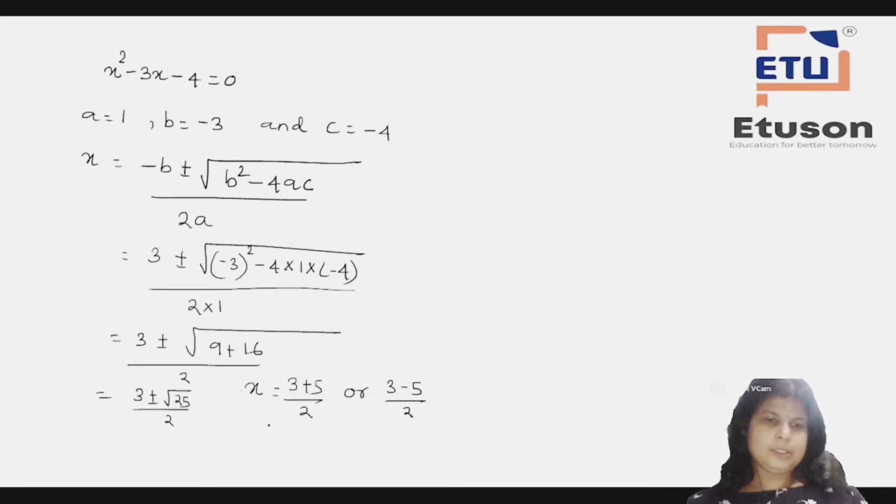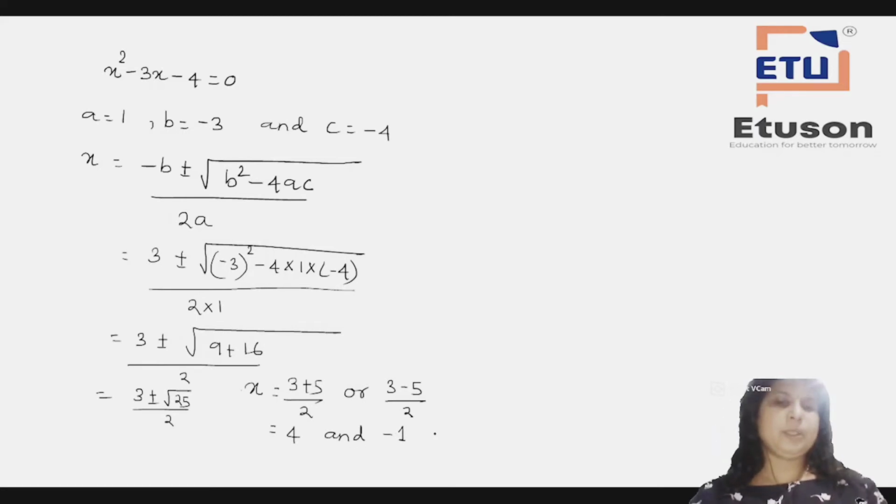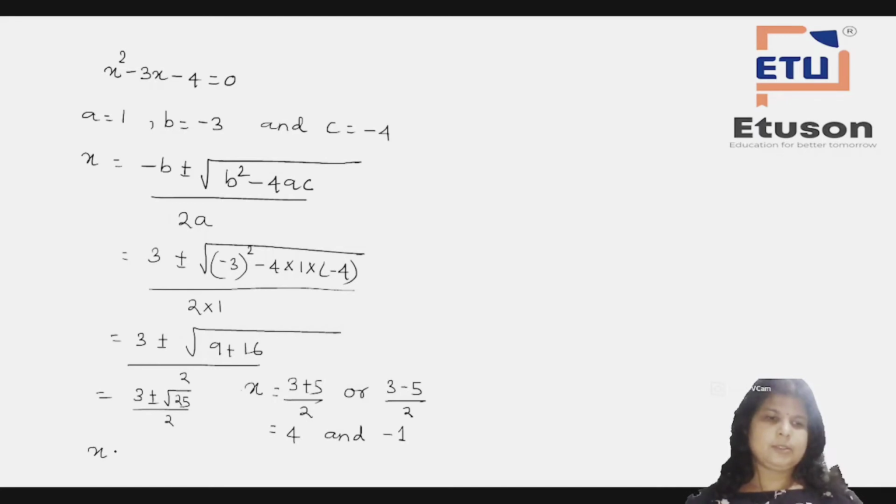If it is 3 plus 5 divided by 2, x is equal to 4. And 3 minus 5 is how much? Minus 2 divided by 2, that is minus 1. Distance cannot be negative. So x is equal to 4 meters, and that is the breadth. So x plus 3 is equal to 4 plus 3, that is 7 meters. So the dimensions of the rectangle are 7 by 4. Length is 7 meters and breadth is 4 meters. Correct, children? Now let us go to the next problem.